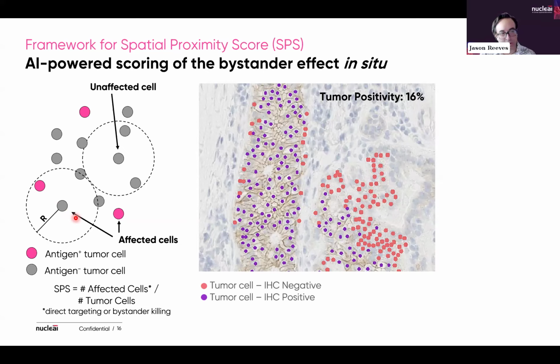So for example, there are ultimately three different things that we can tune when we create this framework for a spatial proximity score. We can tune the radius. How far away do you allow a cell to be?